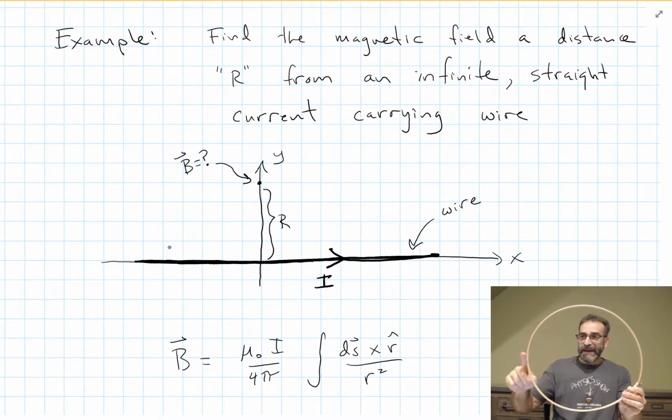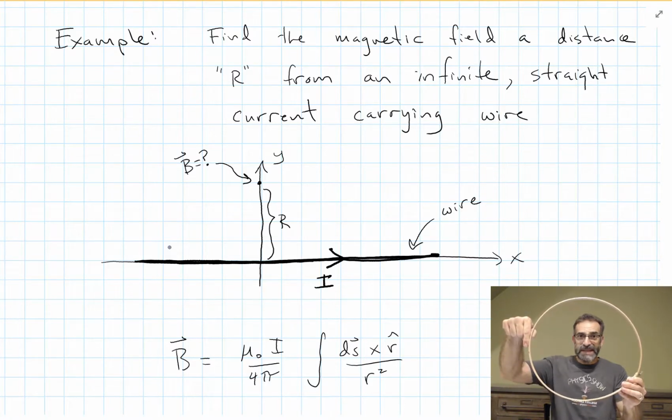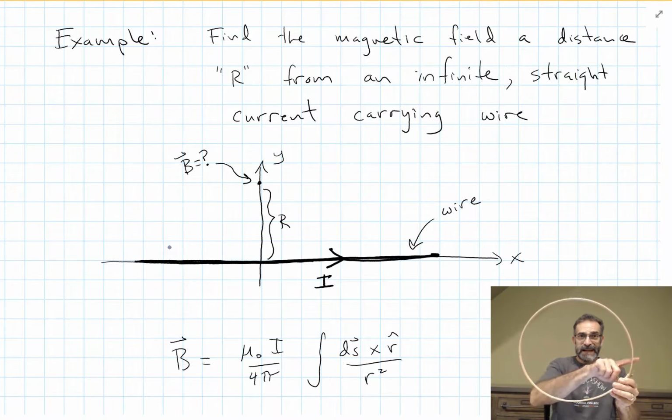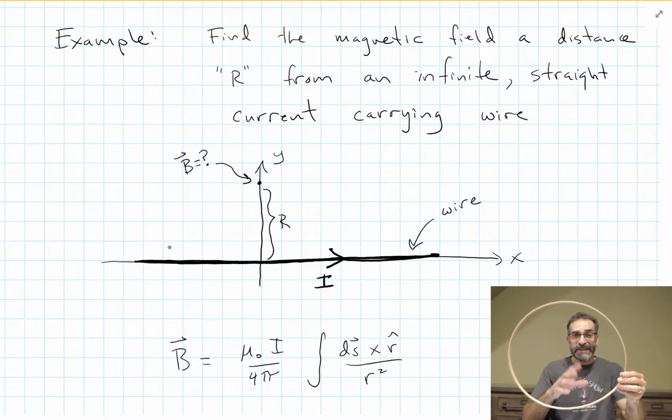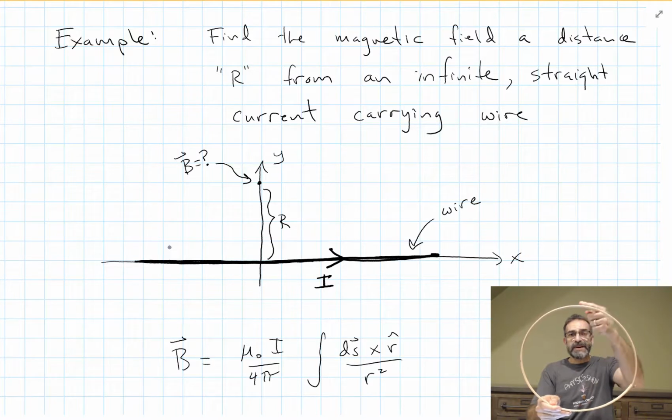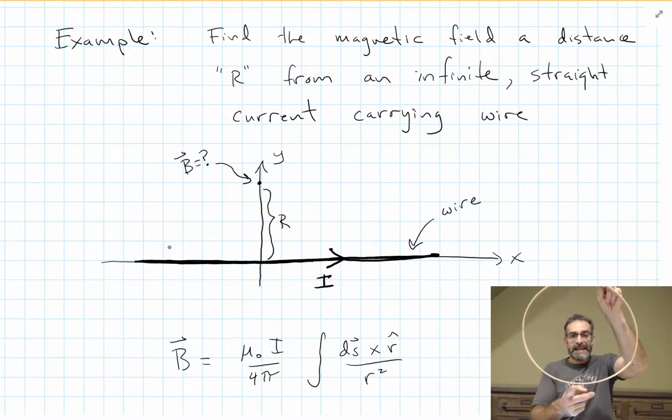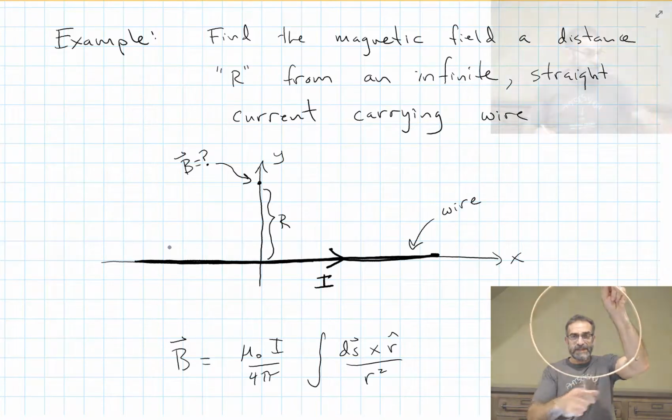That means if I'm standing over here, the magnetic field points down. And if I'm standing on this side, the magnetic field points up. The magnetic field points tangent to the magnetic field line. If I'm standing up here and measuring the magnetic field, it points in this direction. And down here, it points in that direction.